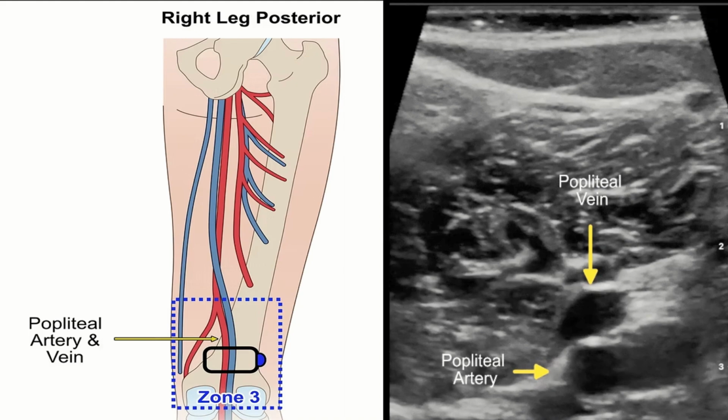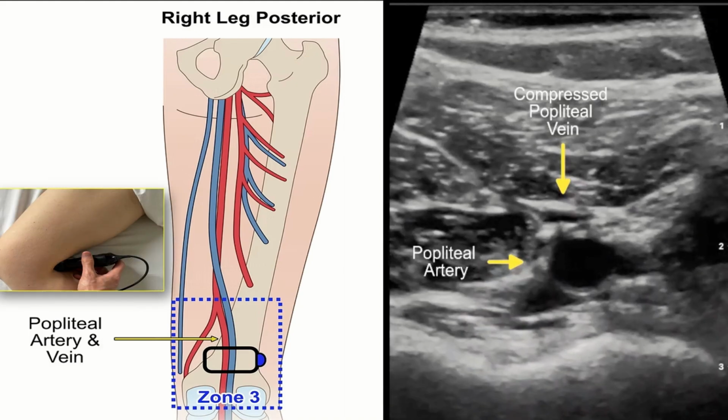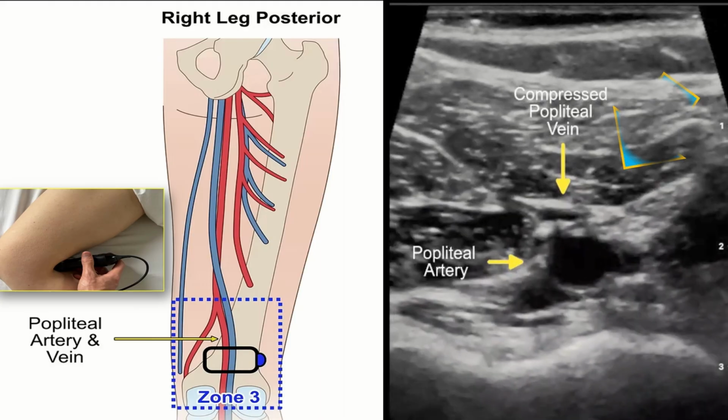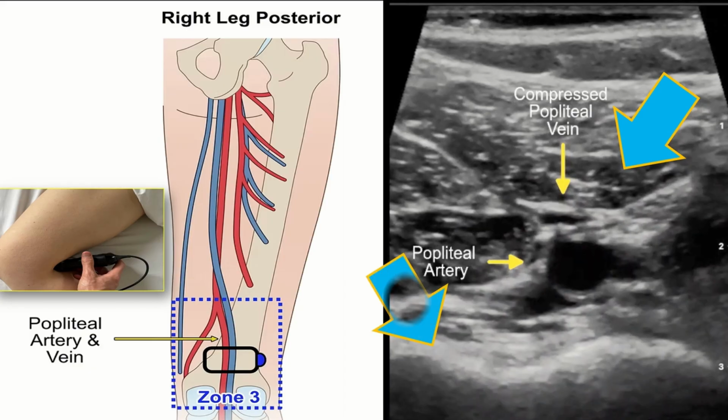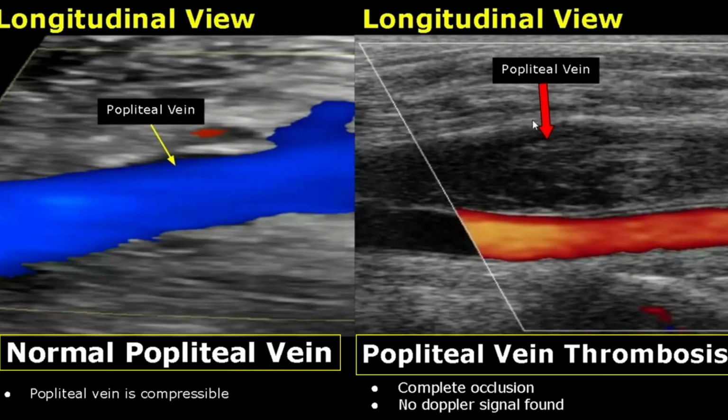In fact, the femoral vein and artery dive through the adductor canal and emerge behind the knee. The popliteal vein is now on the top of popliteal artery. Here you can compare it with a normal popliteal vein, which is compressible. And in case of popliteal vein thrombus, there is complete occlusion and no Doppler signal is found.